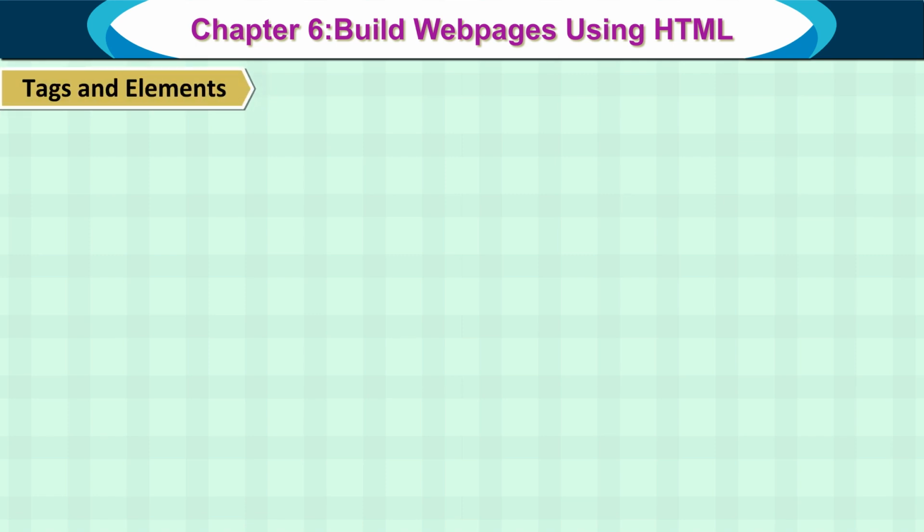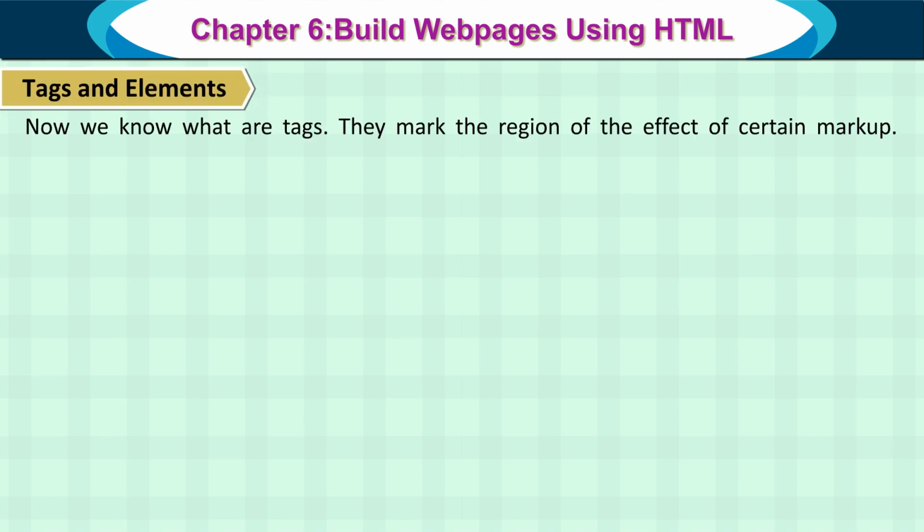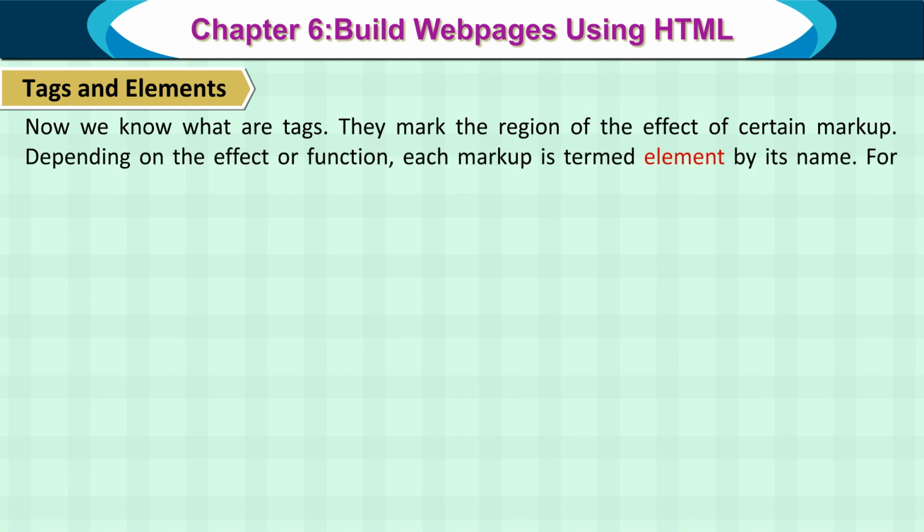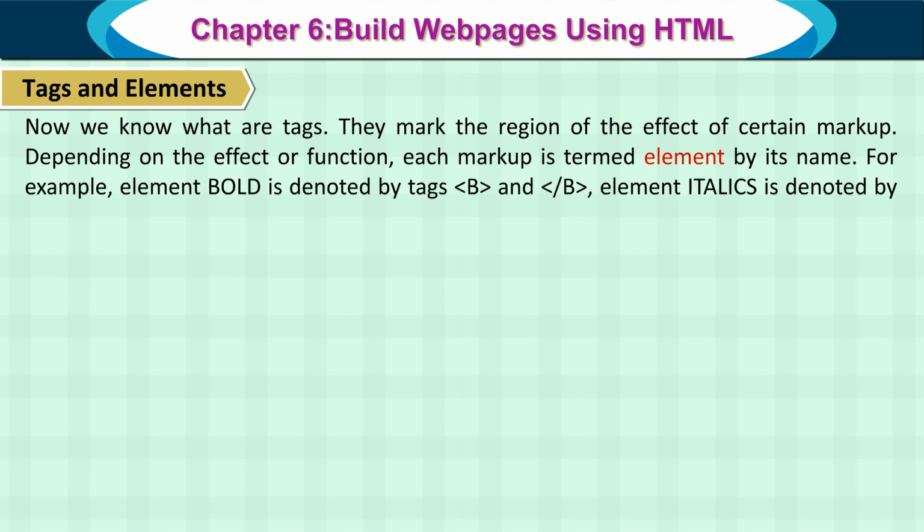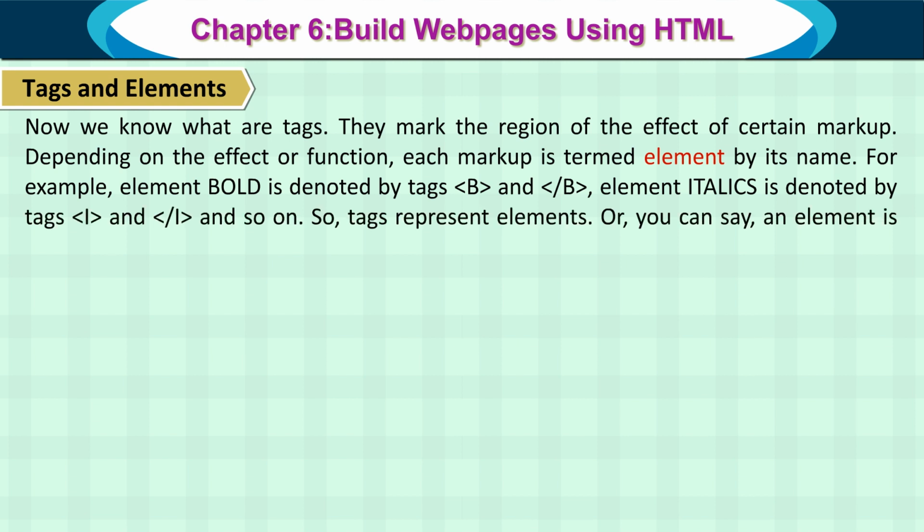Tags and elements. Now we know what tags are. They mark the region of the effect of certain markup. Depending on the effect or function, each markup is termed an element by its name. For example, element bold is denoted by tags <B> and </B>. Element italics is denoted by tags <I> and </I>, and so on.